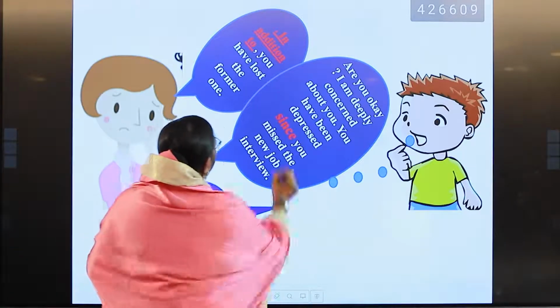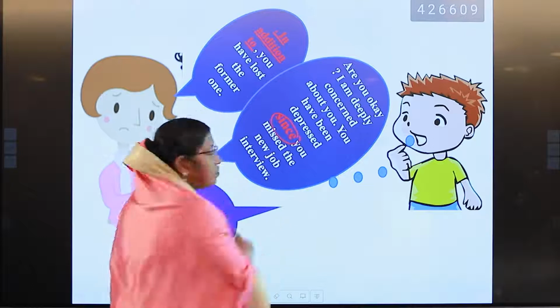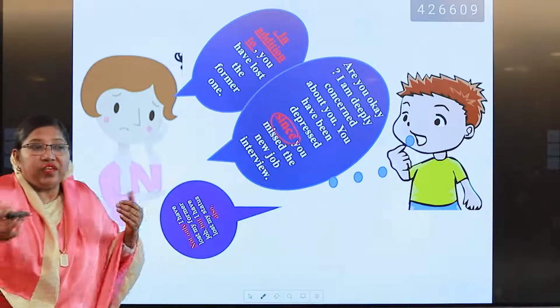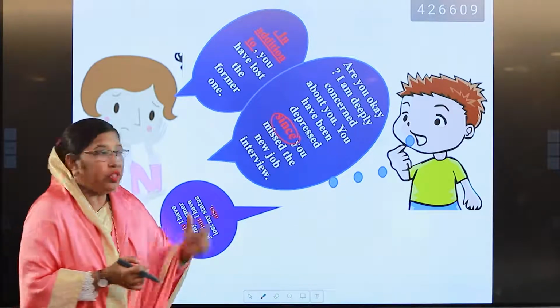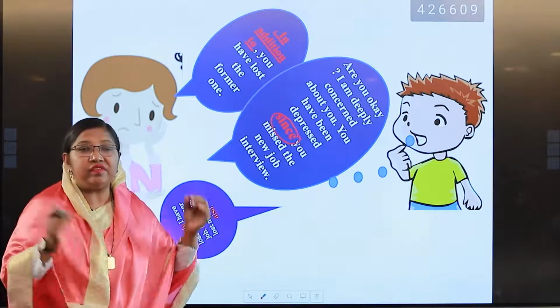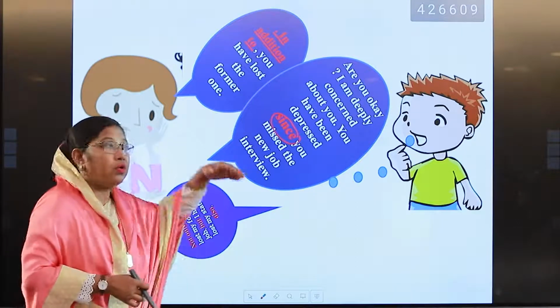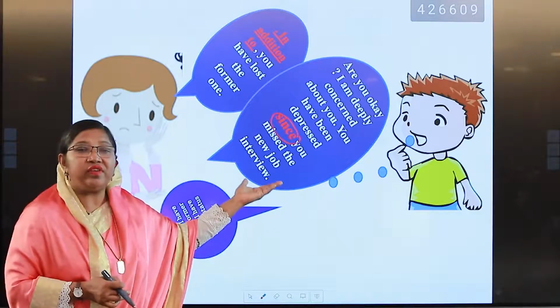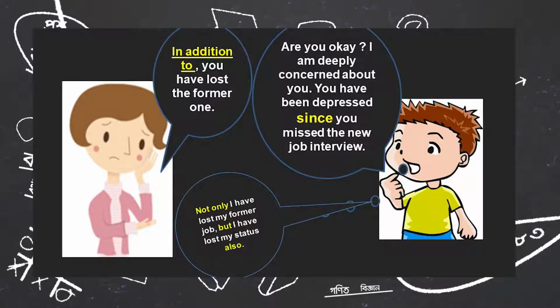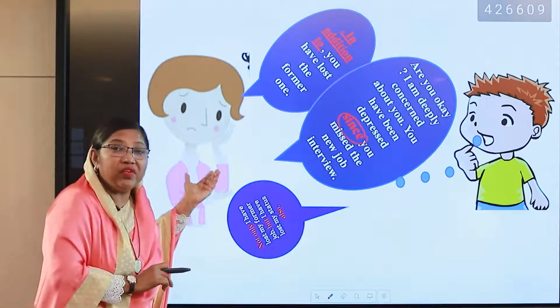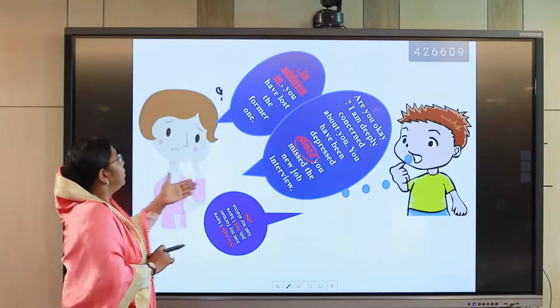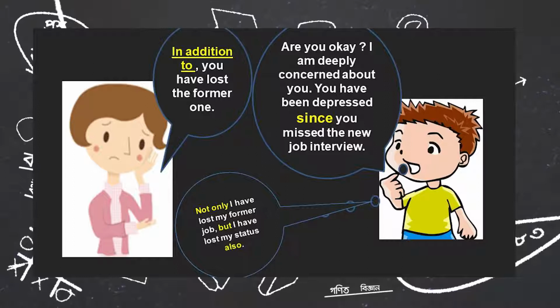So, reading since. Since is the connector between the two parts. Since has connected. So, try to make a new sentence using since. Not to think more. Just follow this structure and go to make a new sentence. Okay, what is he saying? He's saying more. In addition to, you have lost the former one.